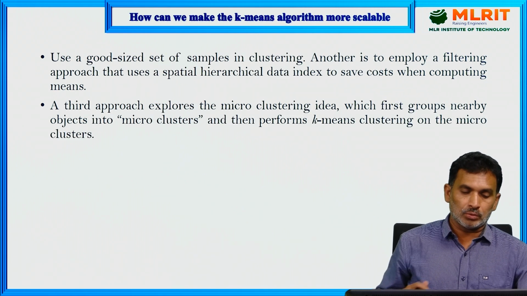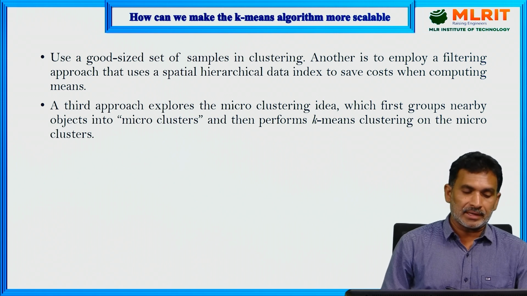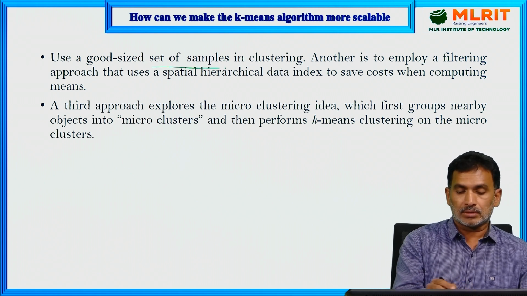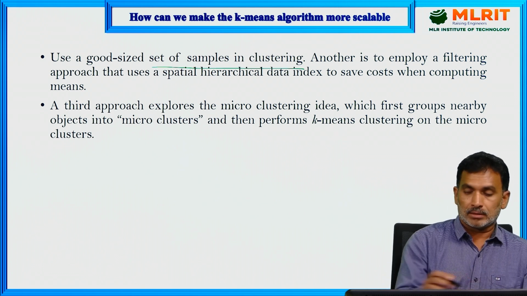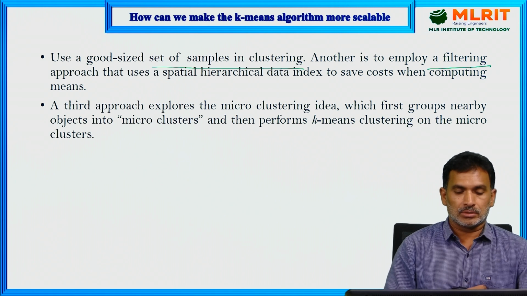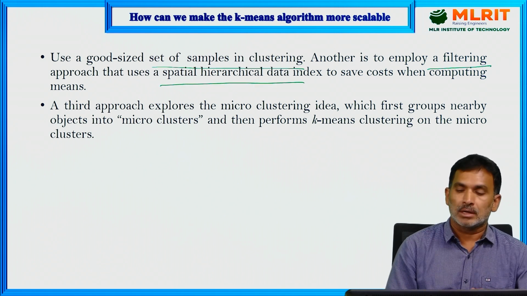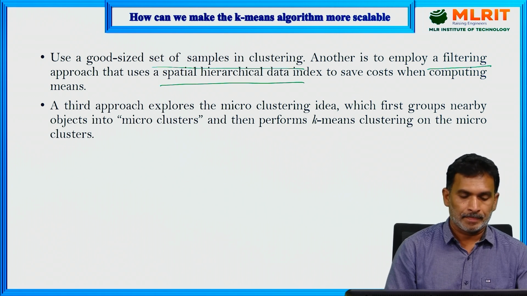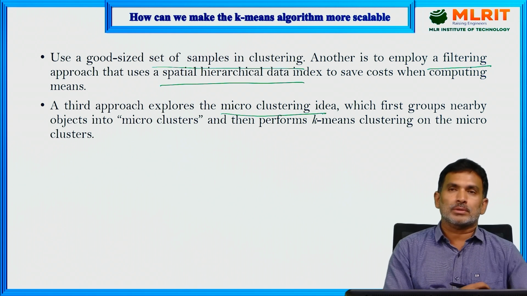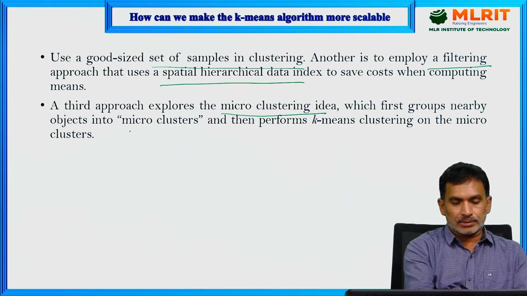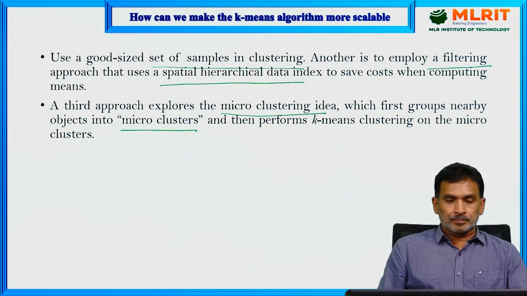To handle this, one approach is to use a good sized set of samples in clustering. Another is to employ a filtering approach, which uses spatial hierarchical data indexes to save the cost when computing the means. A third approach explores the micro-clustering idea, which first groups nearby objects into micro clusters and then performs k-means clustering on these micro clusters. That's it.